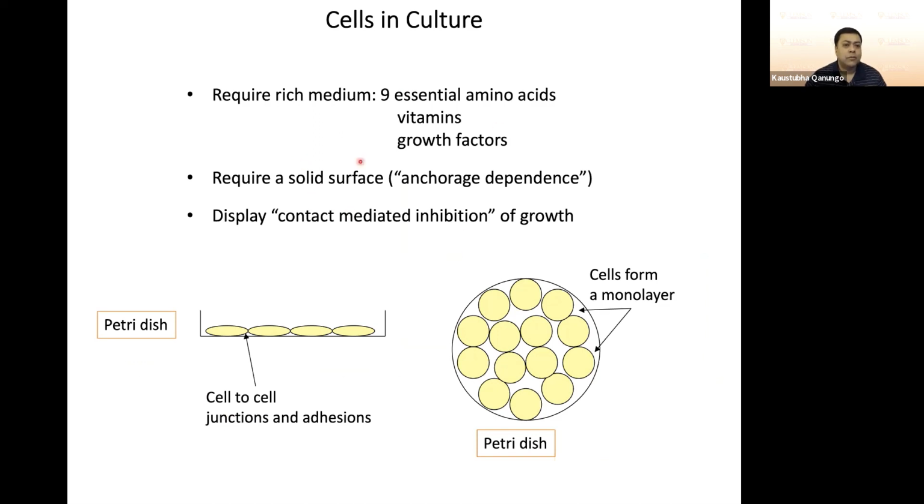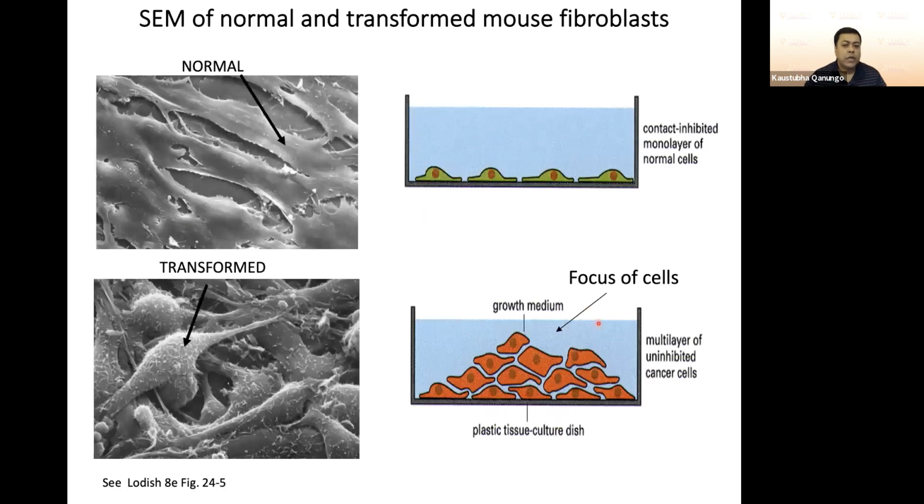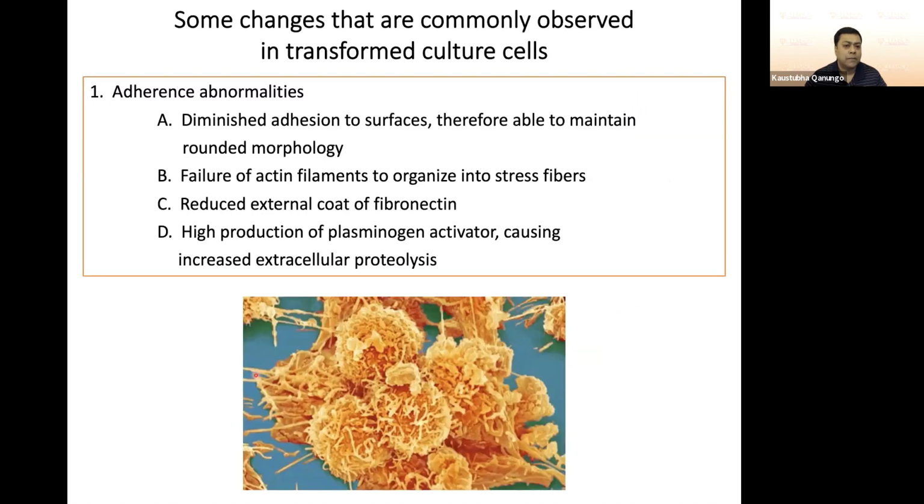So remember that you not only require the medium, but the normal cell is also anchorage dependent and displays contact inhibition, whereas none of these are required for the transformed cells, so they can pile upon each other. So you will definitely find questions on what the different types of behavior are that the transformed cells exhibit. Definite questions.